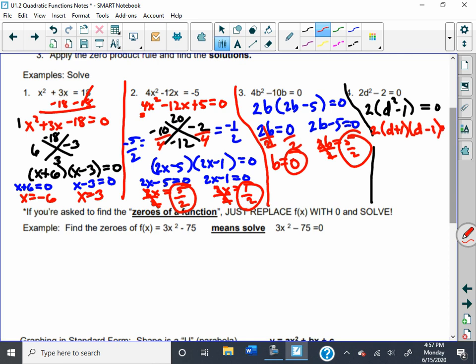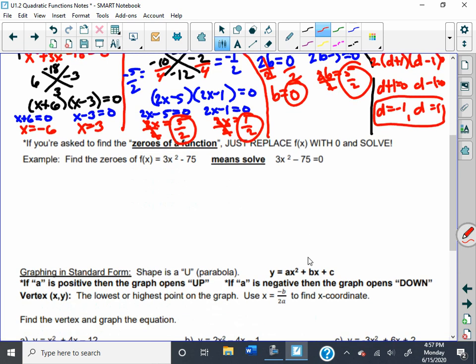All right, so since 2 doesn't have an x or a d with it, a variable, we can ignore the 2 as far as trying to find the solution. But d plus 1 has a variable, so we have to set that equal to 0, and then d minus 1 also. So here we're going to get d equals negative 1, and then d equals positive 1. And the 2 out in front, since again there was no variable, we can ignore the 2 for trying to find the solution.